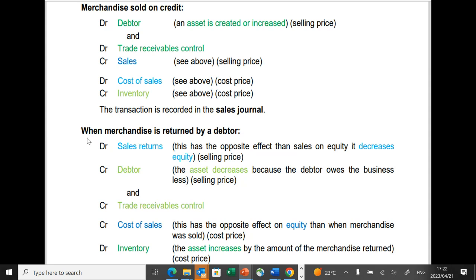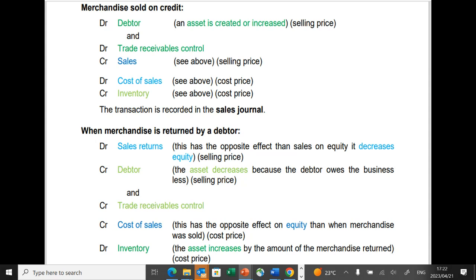Then sometimes it happens that the merchandise or the inventory is returned by a debtor. So what do we do in this situation? We debit your sales return. And what do you credit? You credit your trade receivables control.